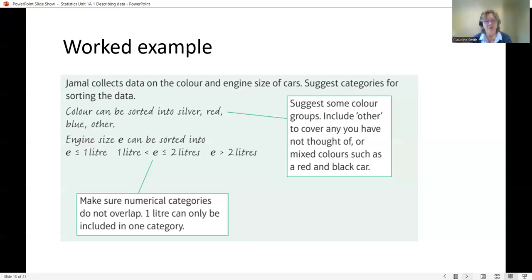So notice the use of the inequality signs there. So 1 litre only belongs in the first category, where E is less than or equal to 1 litre. For the second category, E is greater than 1 litre, or less than or equal to 2 litres. So any vehicle with an engine size greater than 1 litre or less than or equal to 2 litres belongs in the middle category. Any vehicle with an engine size greater than 2 litres belongs in the third category.